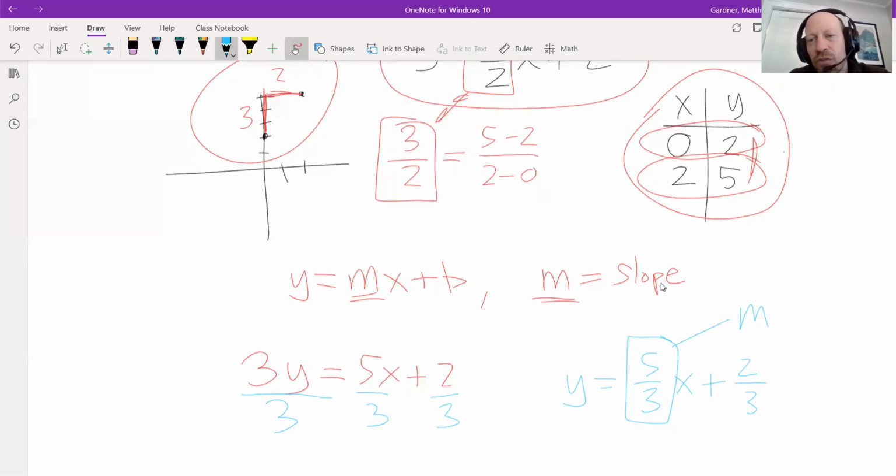We use m for slope. It's because it's like French or something for slope. That's why it's kind of a strange letter.